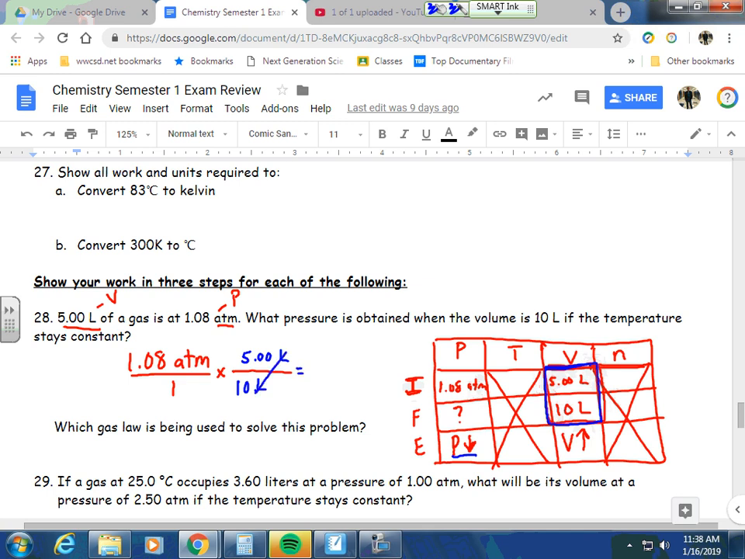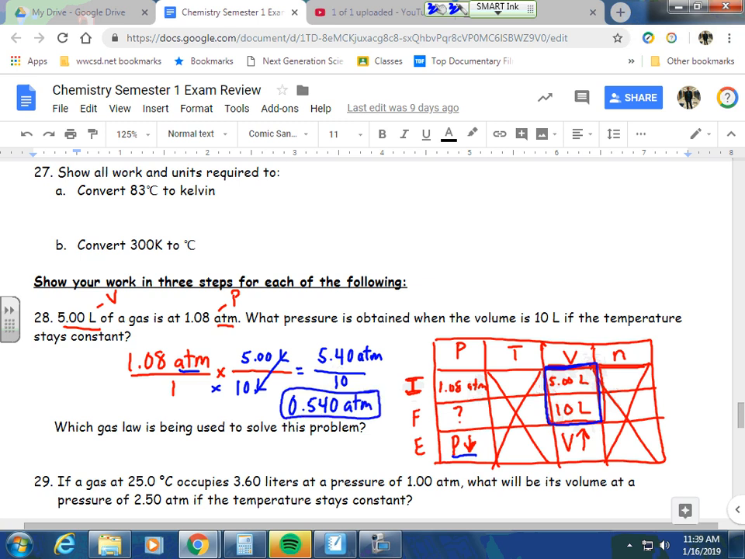Now I've got liters on top and on bottom again, so those cancel. The only units I have left are atmospheres, which is right, because that's what I should be finding, the new pressure. So I'm going to multiply across the top, and that's going to give me 5.40 atmospheres. Multiplying across the bottom is just 1 times 10. That's just 10. And at the end, I'm going to divide, so I should end up with an answer of 0.540 atmospheres.